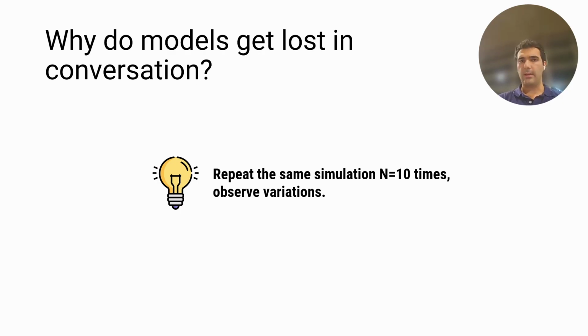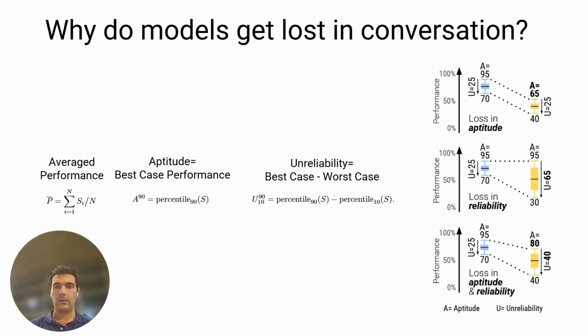Okay, so now we get into a little more depth as to why models get lost in conversation. In order to study this, for each of the settings, for each of the instructions we have, we simulated not 1, but 10 different simulations to observe the variations that occur in simulation. There are 3 metrics we can measure here. First, we can measure average performance. If you run 10 simulations for a given instruction, on average, how many times did you solve the task? And what I showed you a couple of slides ago, the big table, was average performance.